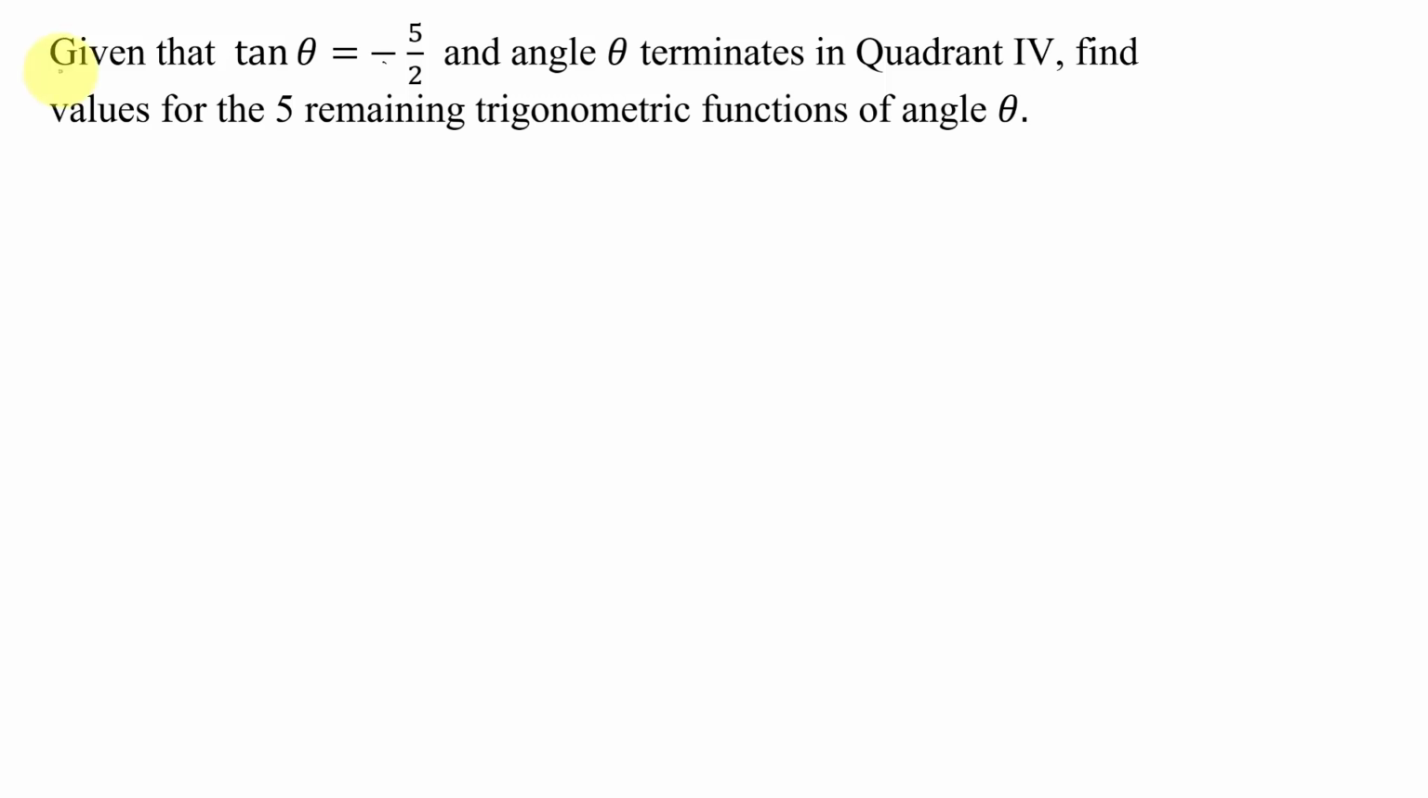In this example, it is given that the tangent of theta equals -5/2 and angle theta terminates in quadrant 4. I need to find values for the 5 remaining trigonometric functions of angle theta. Well, there are 2 different methods of doing this problem.